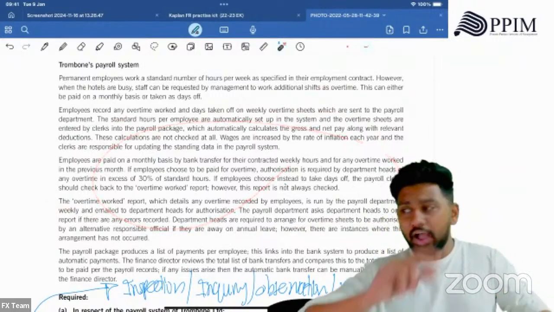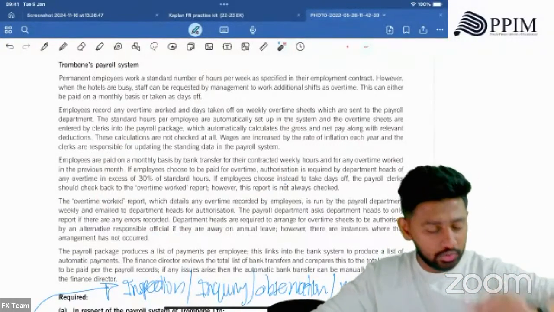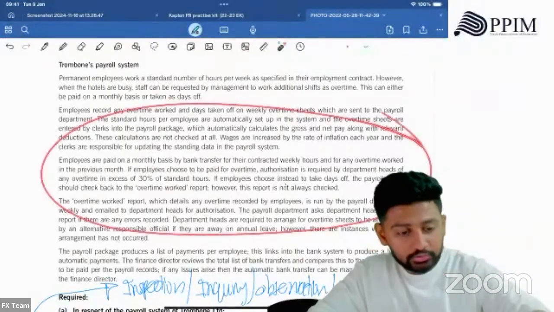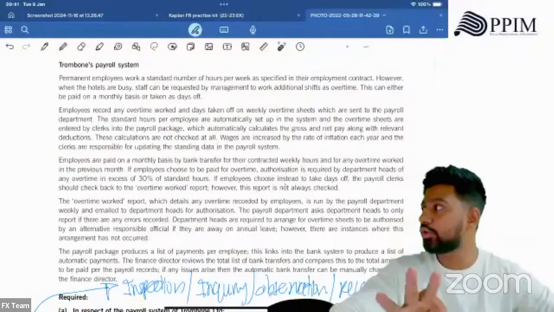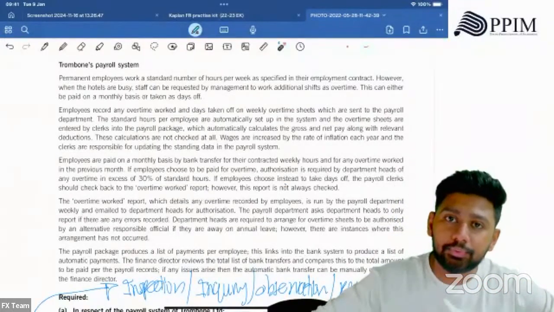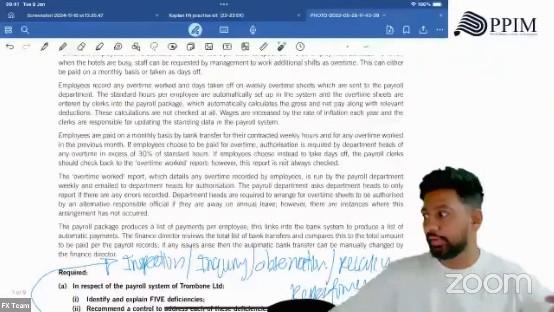Now, I want you to type the deficiency. I want you to type the control. I want you to give me the test of control. Deficiency, control, test of control. Actually, there are two deficiencies here. I want you to take about 10 minutes and do the two problems that you see there. Do it.